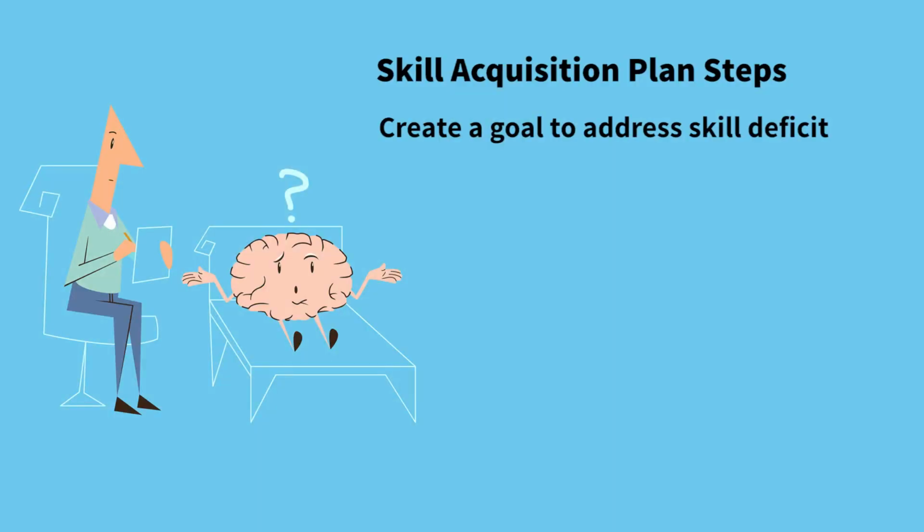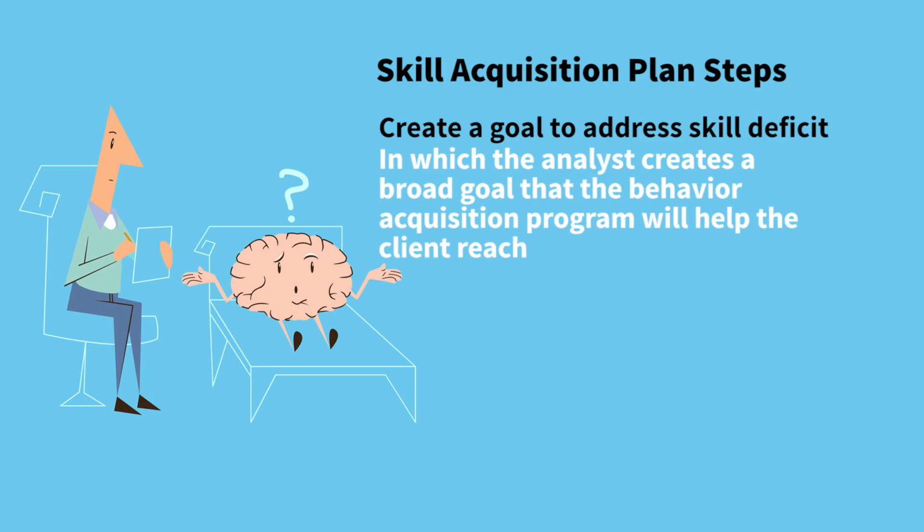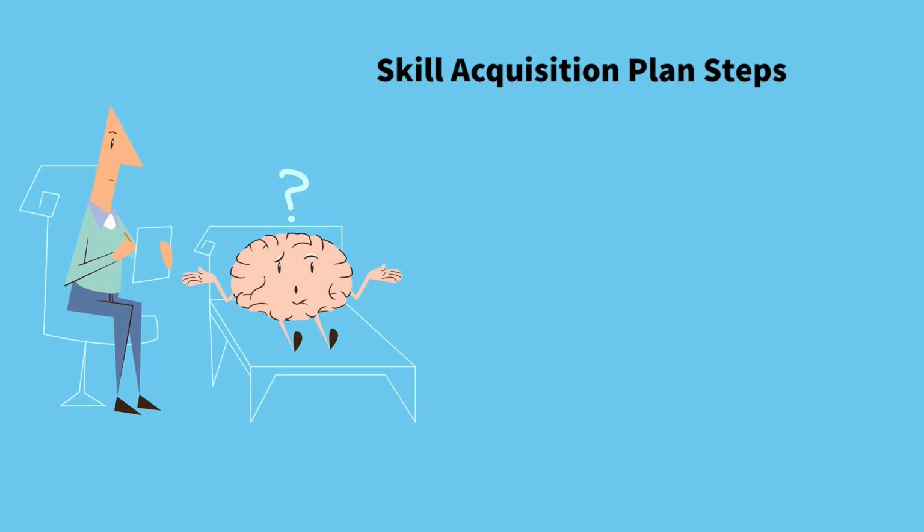2. Create a goal to address skill deficit, in which the analyst creates a broad goal that the behavior acquisition program will help the client reach. An example of this would be a goal to have the client become able to label a variety of common items. 3. Identify measurement procedures.